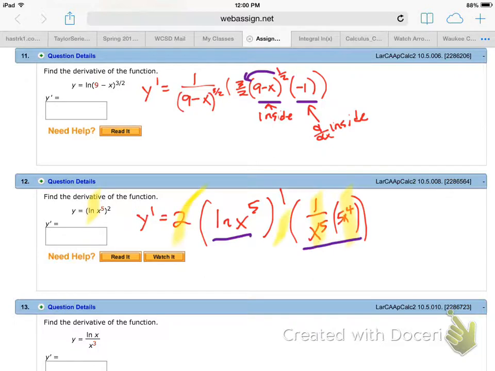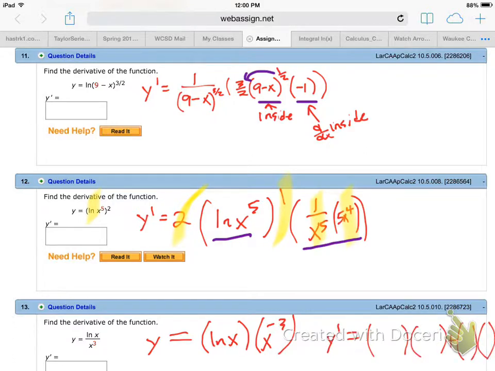13 is a rewrite. I'll go quickly through that, and that would be a good one to check out in class if you can't get it looking at this. But the basic idea is you want to write that as log of x times x to the negative third, and then it's a product rule. So you want to do the derivative of log of x times x to the negative 1/3, plus the derivative of x to the negative 1/3 times log of x. And I'll let you fill those blanks in.